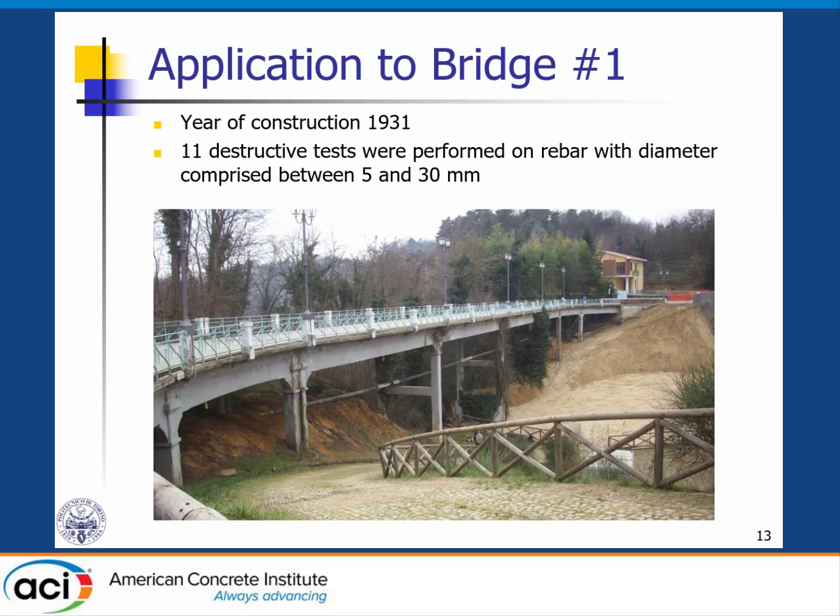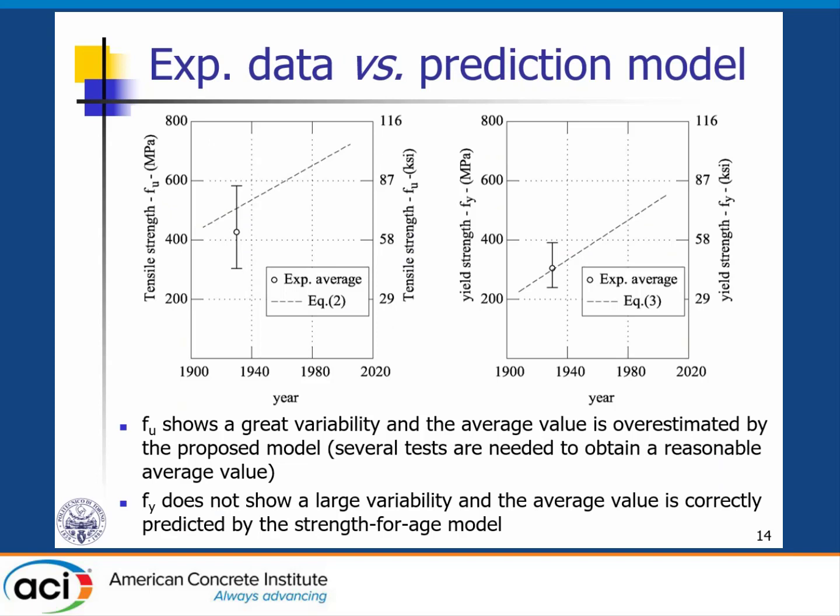Here we have our first bridge. It was built in 1939. It was made with the Hennebique system, so it was one of the first bridges that we built around Torino. From this bridge, we extracted 11 pieces of rebar, with a diameter between 5 and 30 millimeter, and tested them in tension. So here we have the comparison between the prediction model, the two lines, and the results from the test. Regarding the tensile strength, you have a large dispersion of the tensile strength that we obtained from the test.